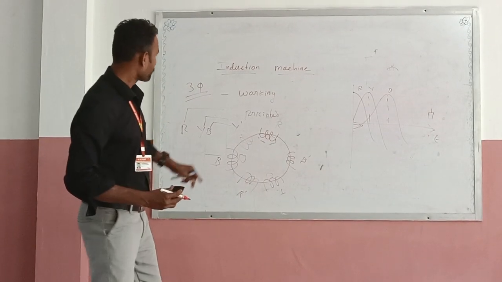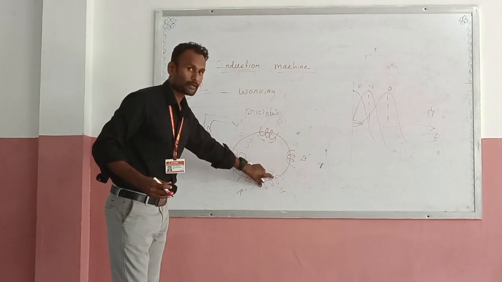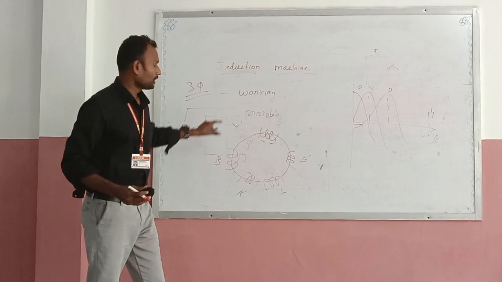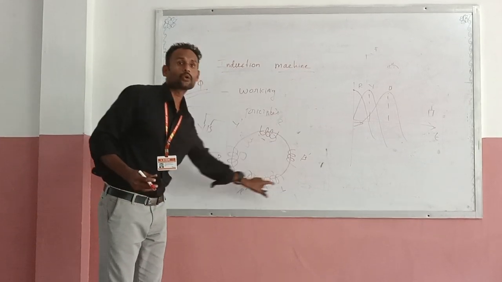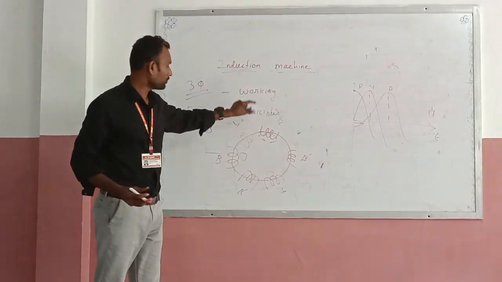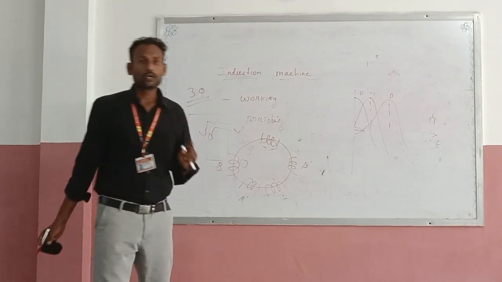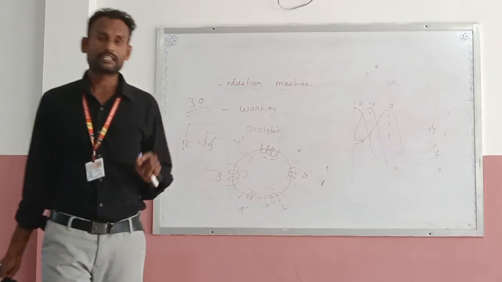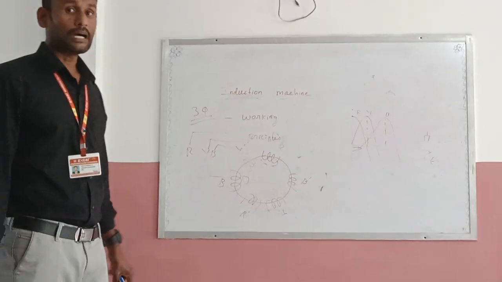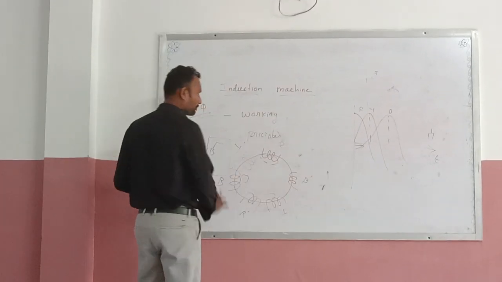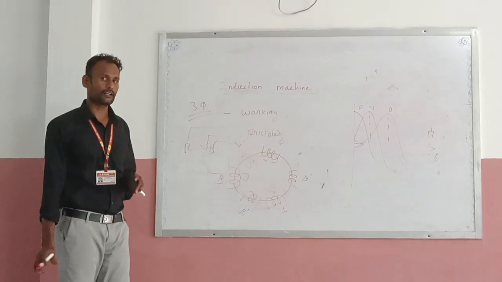Cyclically, what will happen? Here maximum, here maximum, here maximum. So what will happen? The maximum is rotating. The maximum value of current and magnetic field is rotating. So we call it a rotating magnetic field. That is nothing but the rotating magnetic field. Now we have a rotating magnetic field on the stator.